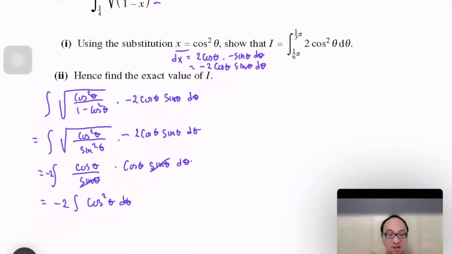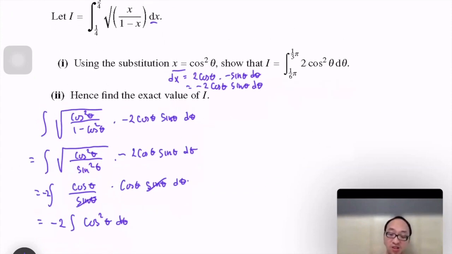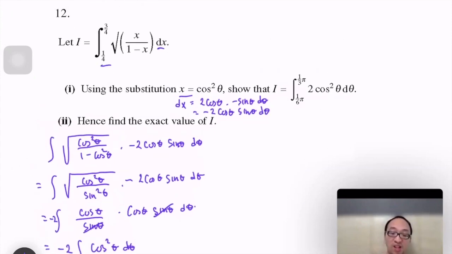Now, it's still negative 2, yeah? But let's check the border. The border for x is 1 over 4 and 3 over 4. So when x equals 1 over 4, that means 1 over 4 equals cos square theta. So cos theta is plus minus 1 over 2. Yeah, cos theta is plus minus 1 over 2.